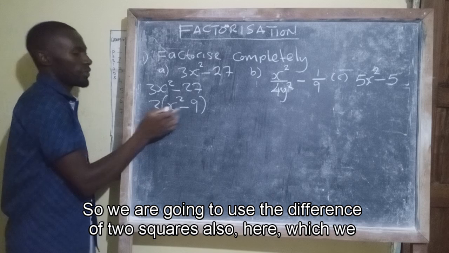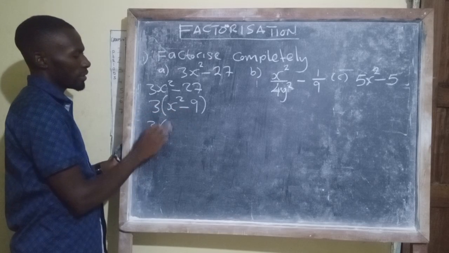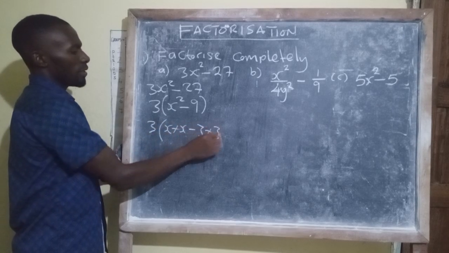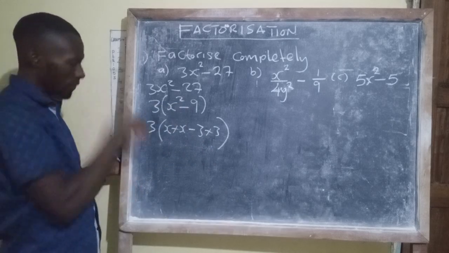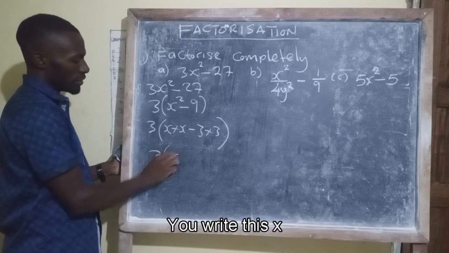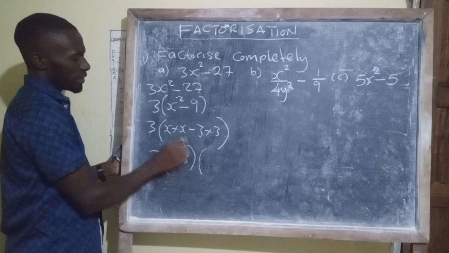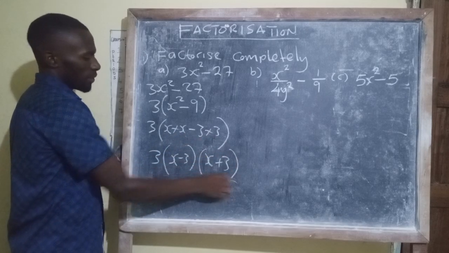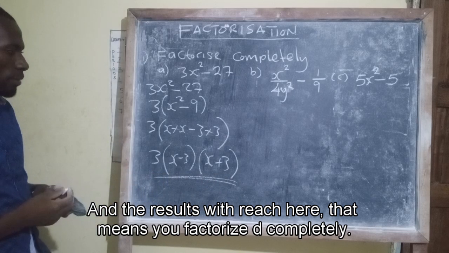So we are going to use the difference of two squares also here, where we have 3 open brackets. This is the same as x times x minus 3 times 3. What I've written here and here, they are just one and the same thing. So from there, we have 3 outside. You write this x minus 3. Open brackets again, you get the other x remaining. This will now be plus 3. As a result, when you reach here, that means you factorized it completely.